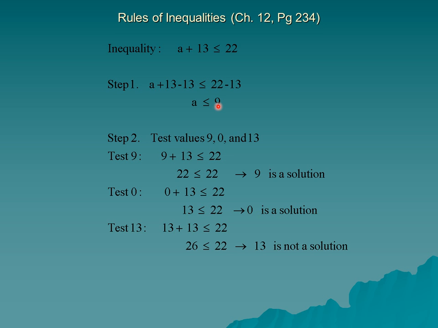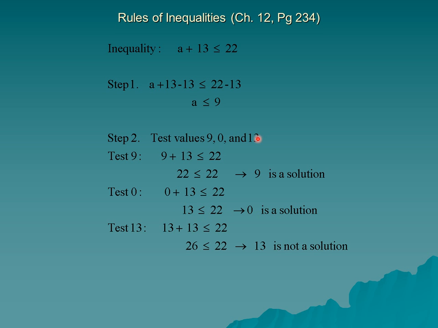Now let's say, to test it, we have chosen 3 values, 9, 0 and 13. For 9, I applied it to the original equation, and we found 22 less than or equal to 22, which is right. I'm saying 22 is equal to 22, so that's true. The second value we have chosen is 0. We applied it here. You see, 13 is less than or equal to 22, which is still true, right?